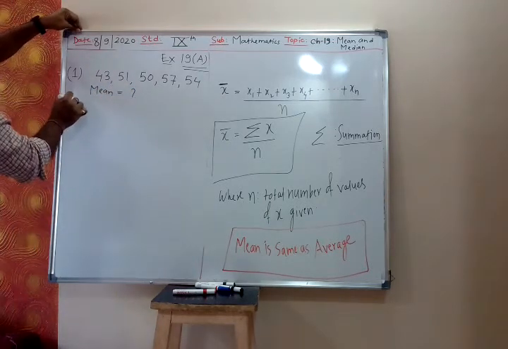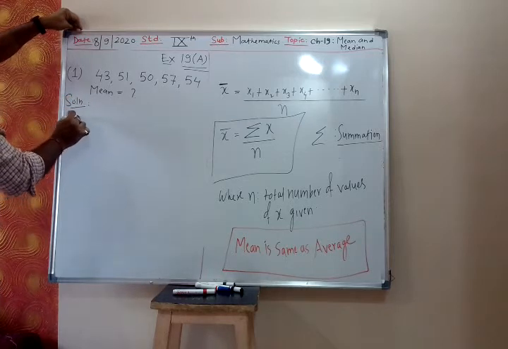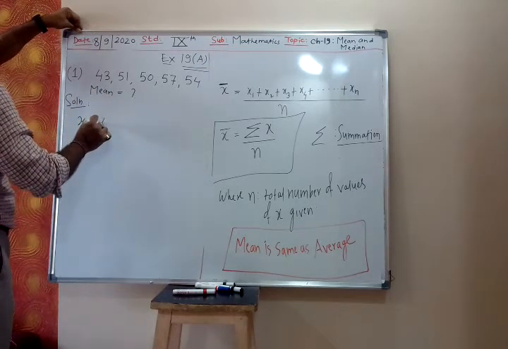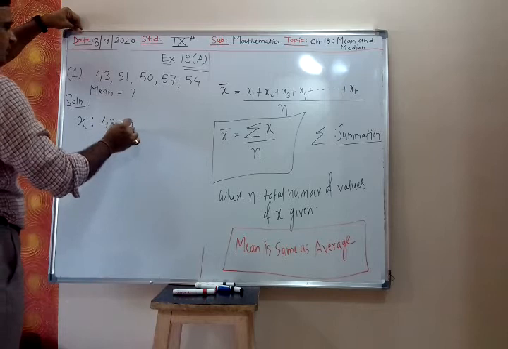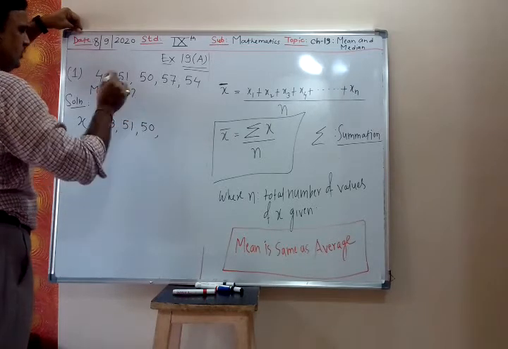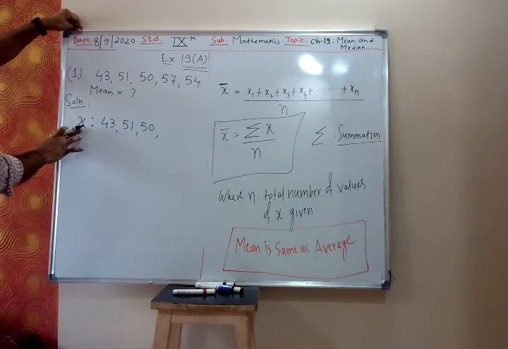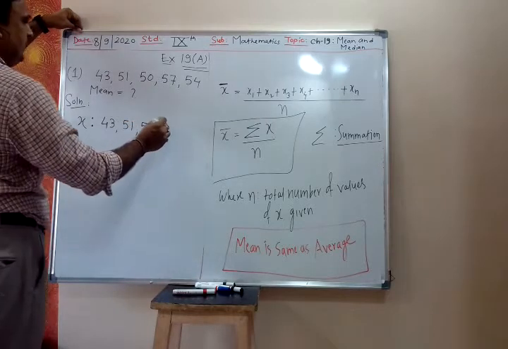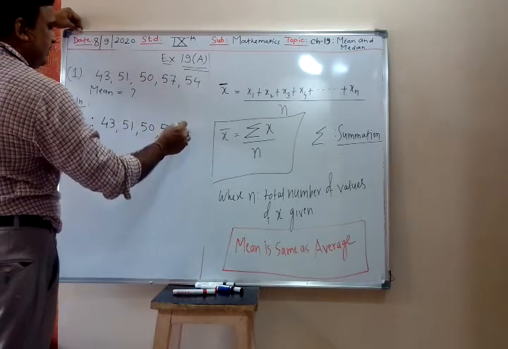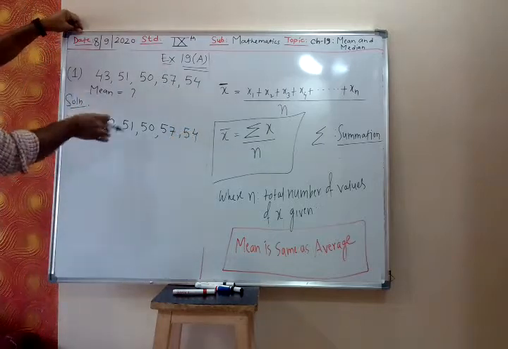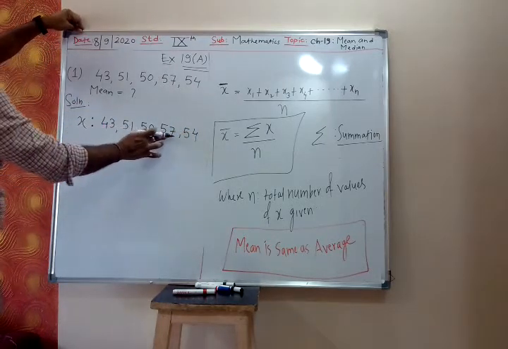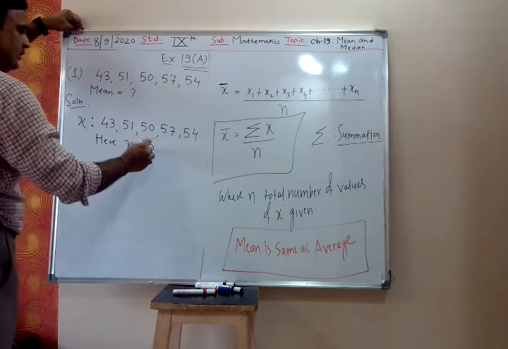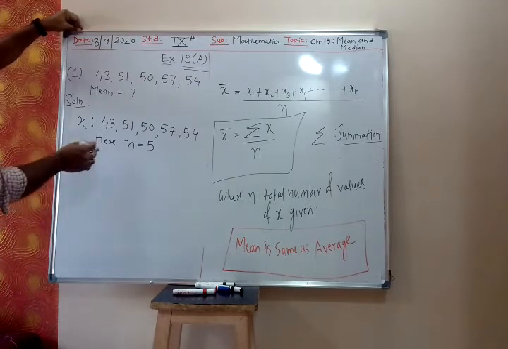So how do we solve this? We write it systematically. We write x, then we put two dots, meaning these are the values of x: 43, 51, 50, 57, 54. Then we count how many values are given: 1, 2, 3, 4, 5. So we write here small n is 5.